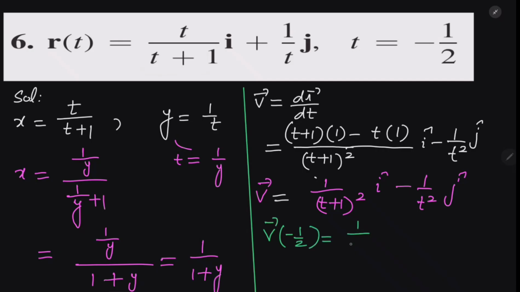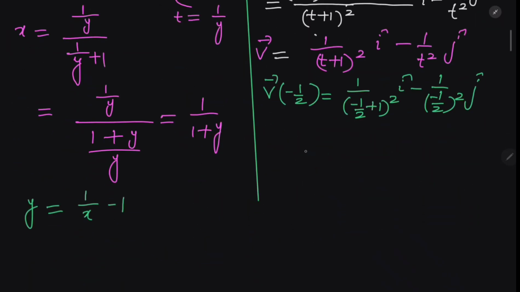So we have 1 over minus 1 by 2 plus 1 whole square i minus 1 over minus 1 by 2 whole square j. So velocity at minus 1 by 2 will be equal to 4i plus 4, minus 4j, I guess, minus 4j. This is velocity at minus 1 by 2.